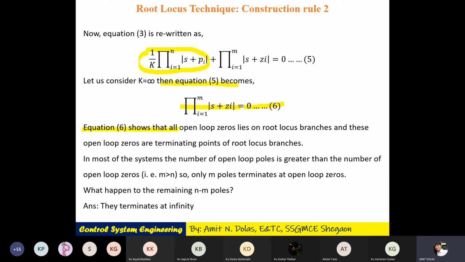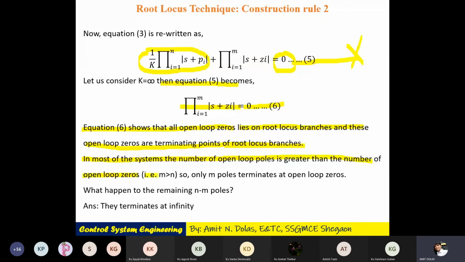Equation number 6 shows that all open loop zeros lie on the root locus branches and these open loop zeros are the terminating points of root locus branches. जितने भी poles से branches निकल रही है, that will terminate at 0. And if there is a difference, then few branches may terminate at infinity. In most of the systems, the number of open loop poles is greater than the number of open loop zeros.